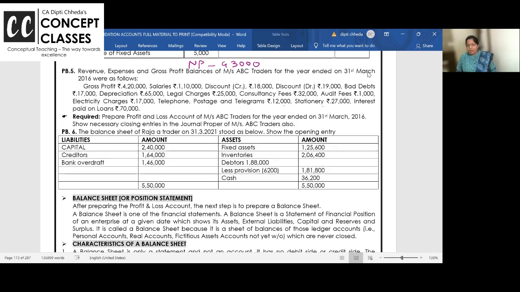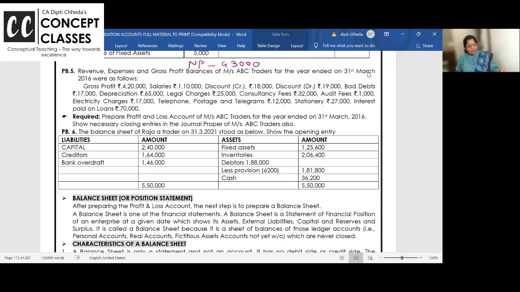Right? So now we know how to prepare trading and P&L. Next is actually the balance sheet, but I am taking something extra here now. Sixth problem I am doing in class: balance sheet of Raja Traders is given to you. This is the balance sheet of 31st March 21. Now they have asked you to write the opening entry. All the closing balances of last year will be the opening balances of this year.